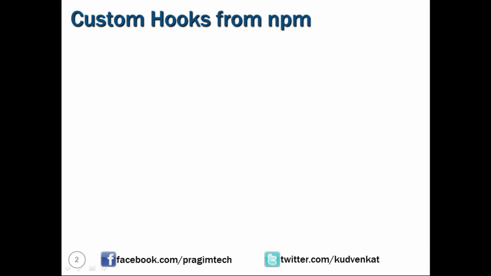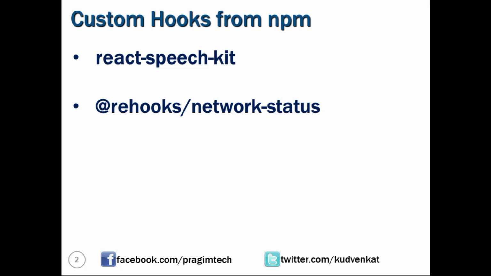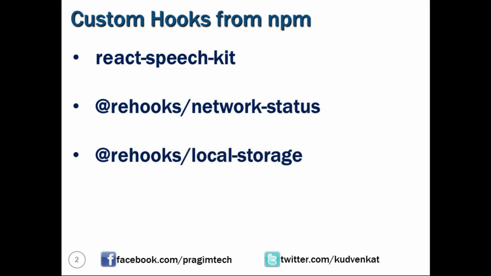We have discussed one custom hook called React Speech Kit, and there are many such hooks available over NPM one can make use of based on the need. If we want to find out the network status, we can use a network status hook. And if we want to store data into the local storage, we can use a local storage hook. We can also create custom hooks, and we can publish them onto NPM as well.